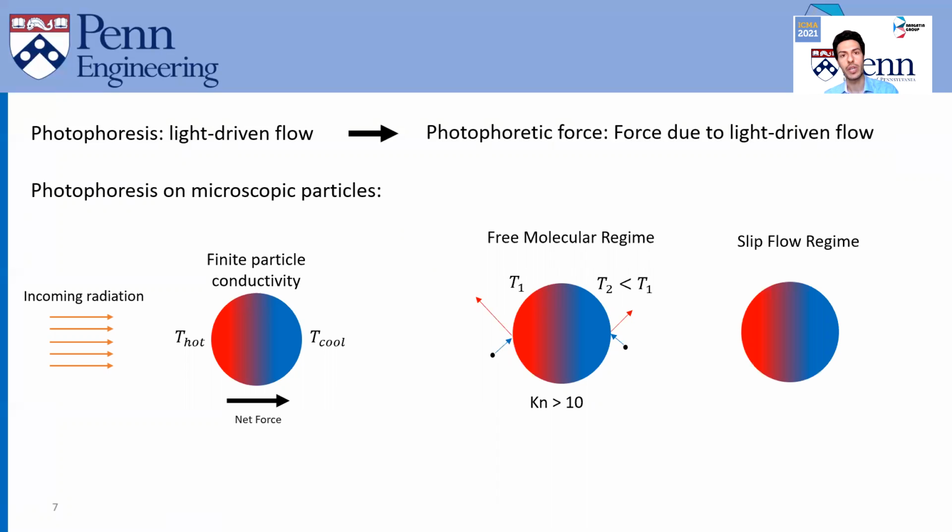In the slip flow regime, the continuum regime, however, things are slightly different. In this regime, the layer of the gas that is the closest to the surface of the particle, that we call Knudsen layer, heats up unevenly. And that is exactly because the particle itself is unevenly heated.